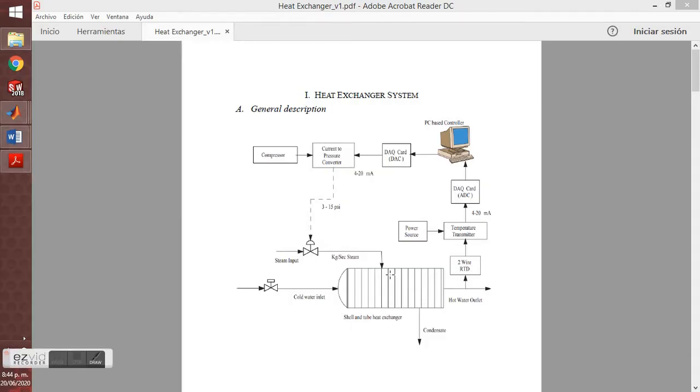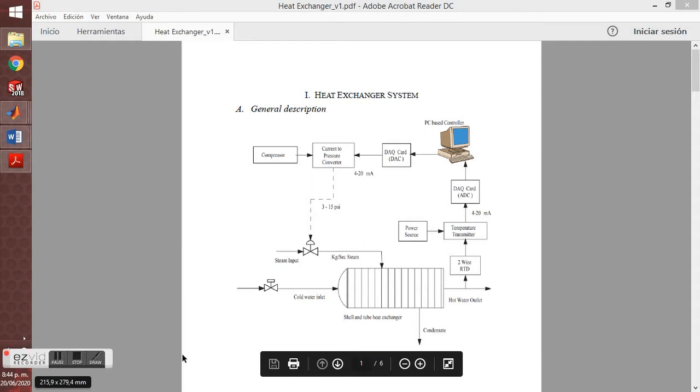Hi everyone! Today I'm going to explain the development and implementation process through simulations supported in the MATLAB interface and Simulink with respect to the controllers implemented to carry out the control of a heat exchanger plant.